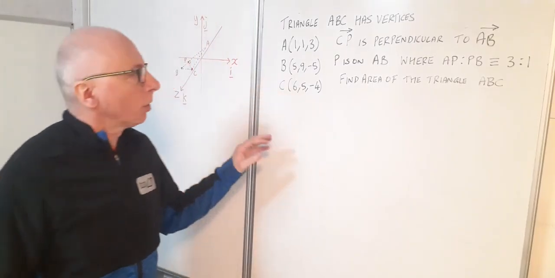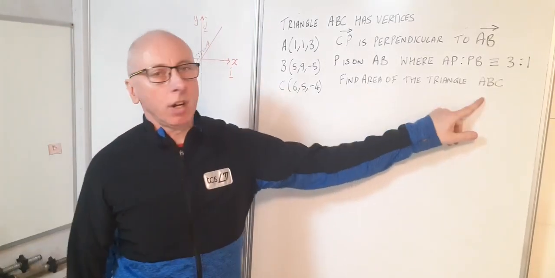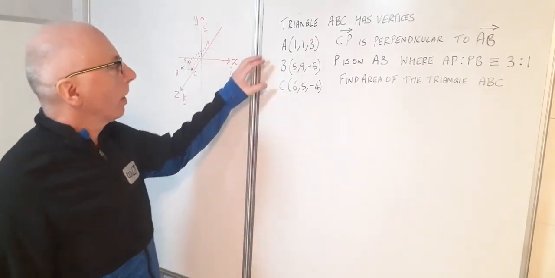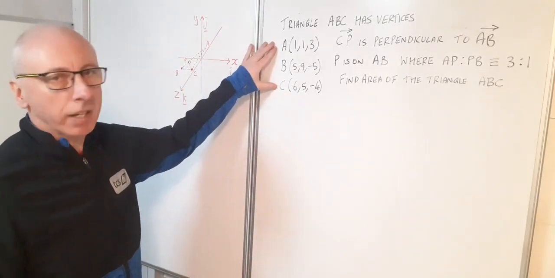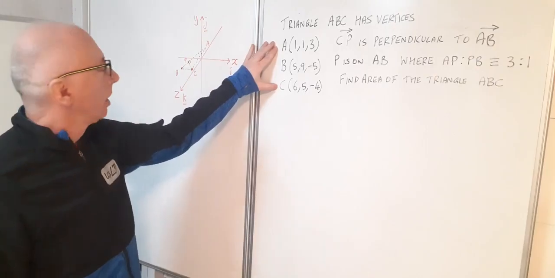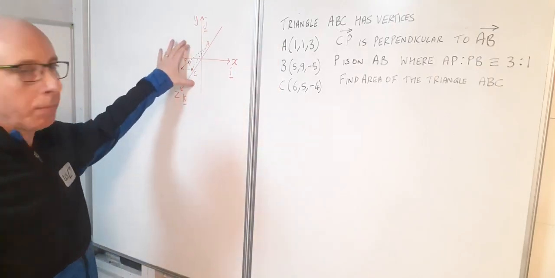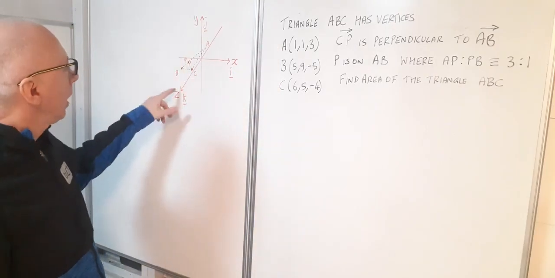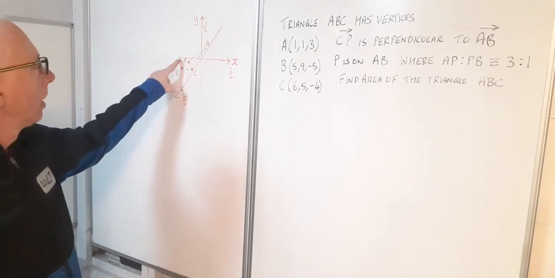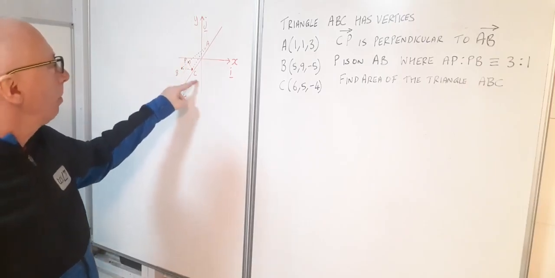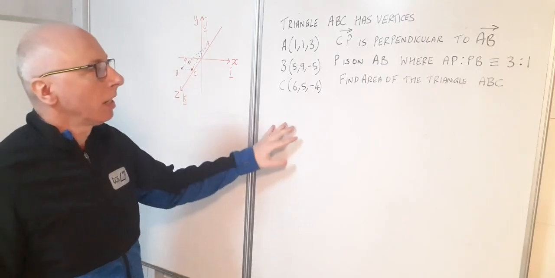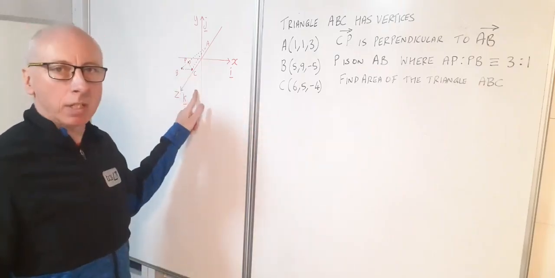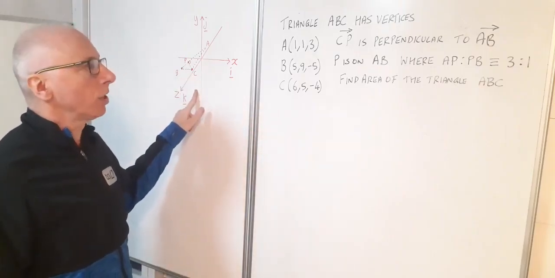So in this question, we're going to use vectors to find the area of a triangle. Now this triangle has three vertices, A, B and C. We've drawn them on this three-dimensional plane here. You'll notice I've got a point P. Now point P is perpendicular to AB. That's an important fact that we need to try and prove as well in this question.